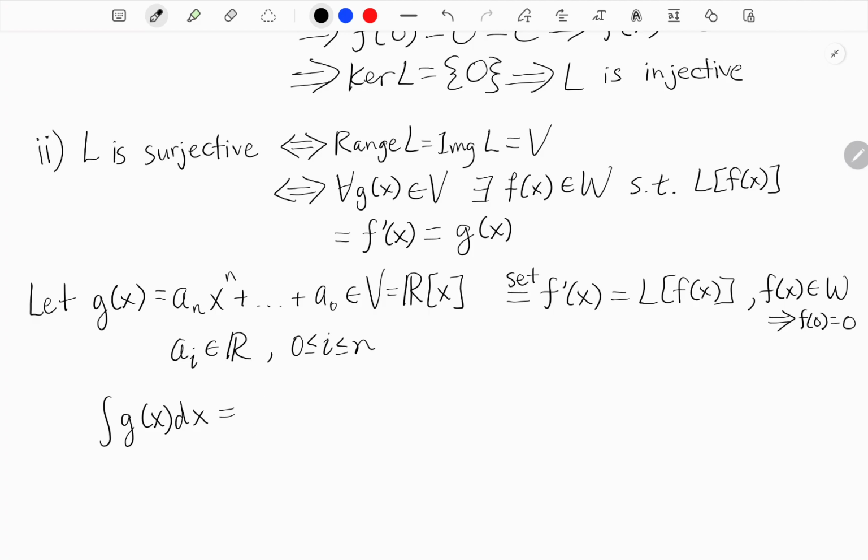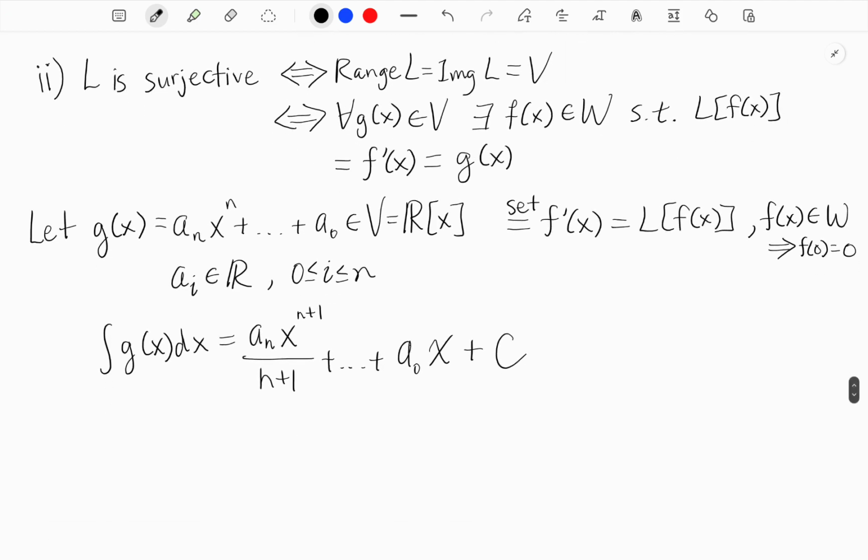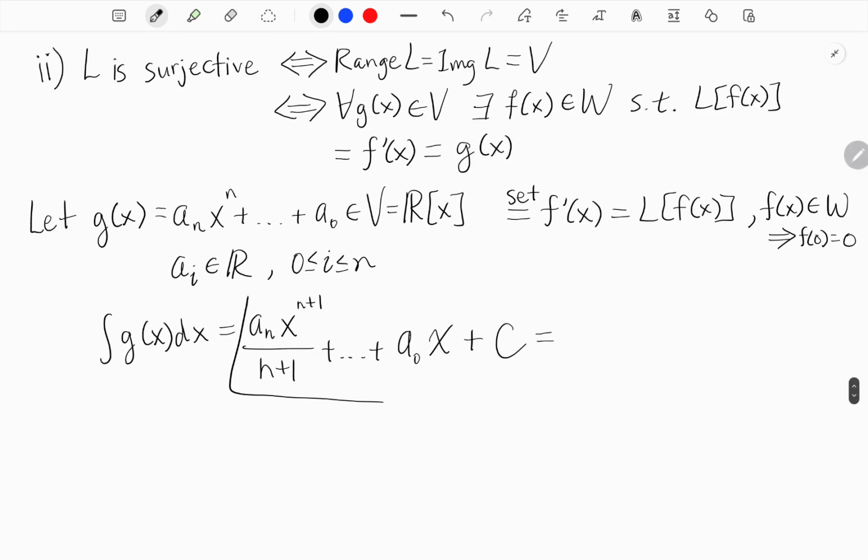So now let's just take the integral of g of x dx. The integral of g of x dx is going to be equal to a_n x^(n+1) over n plus 1, plus dot dot dot, plus a_0 times x, plus the constant c. Okay, we have a constant of integration. I'll call this part capital G of x, plus c, where capital G of x has no constants.